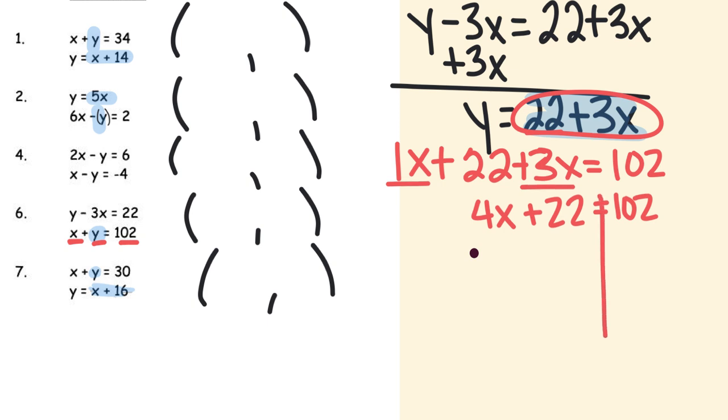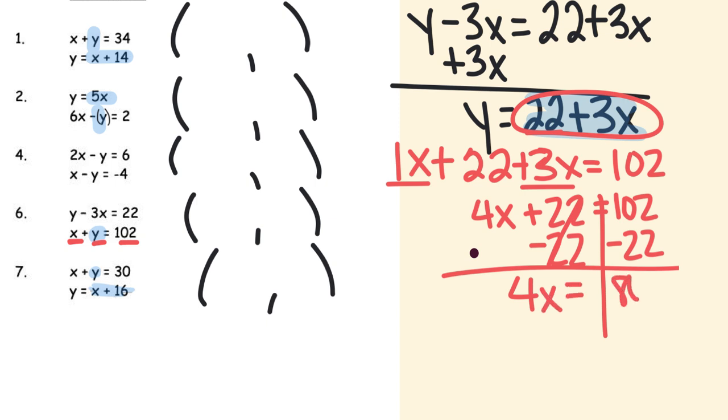Am I moving the 4? Am I moving the 22? Minus 22. Do we know what 102 minus 22 is? 80. And what's our last step? How'd you get to 1? Divided by 4 is 20. Now, are we finished? No, we only got the x. Now I need the y.